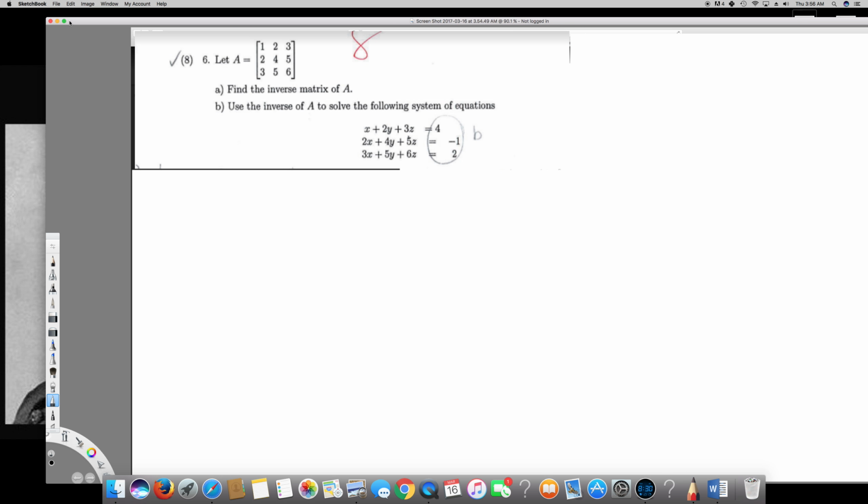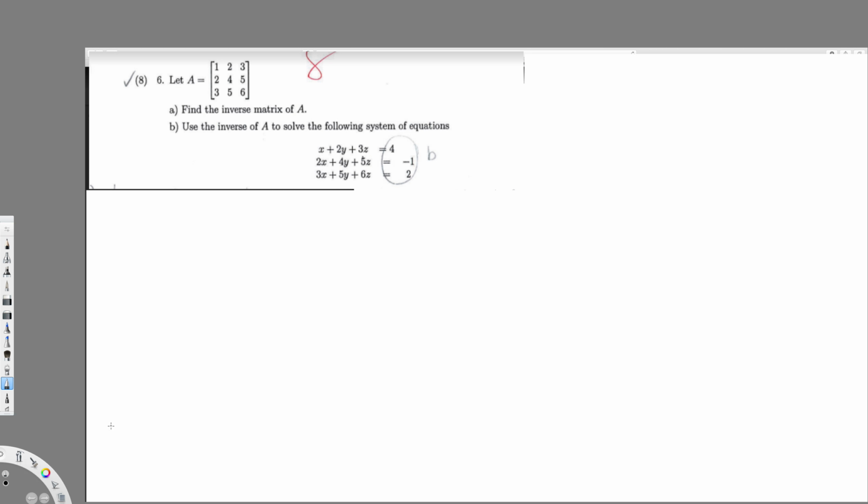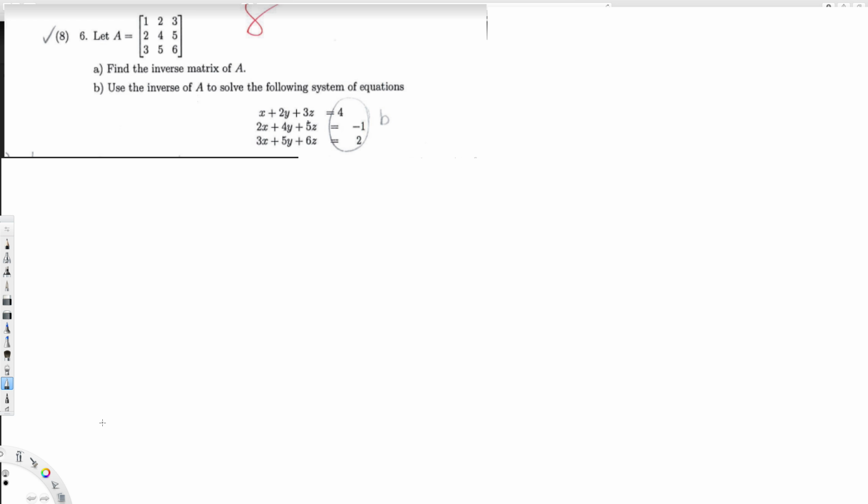What's going on, guys? We have this question right here asking to find the inverse matrix of A and use the inverse of A to solve the following system of equations. So first of all, let's see how we can find the inverse of this matrix. The best method is using the Gauss-Jordan method to find the inverse.